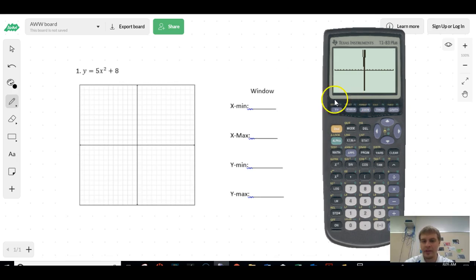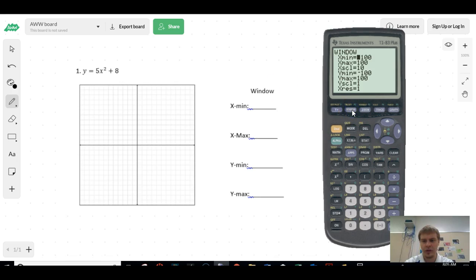Now, when it graphs this, I really don't get a good picture. And some of you might not see anything at all. It might just be blank. That's because we're not zoomed to the correct window. And so what a lot of people hit is the zoom button. However, you don't have any control with this, and your calculator isn't always good at figuring out what the graph should look like or what the picture should look like.